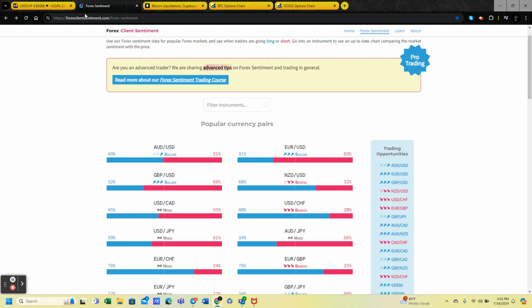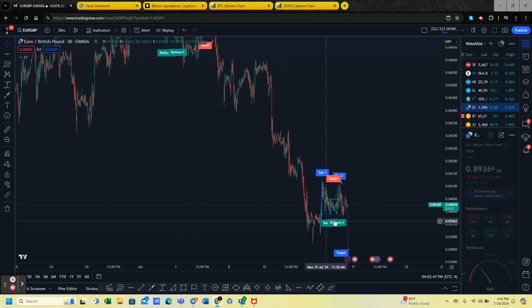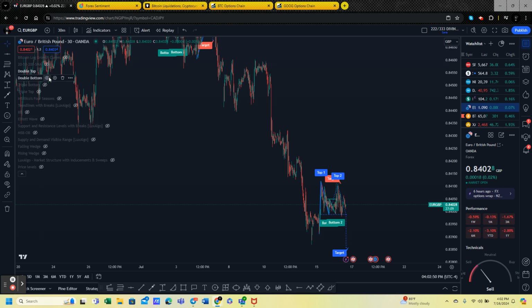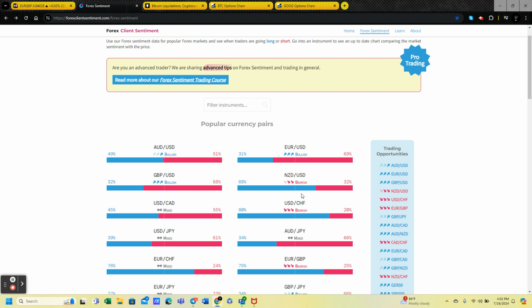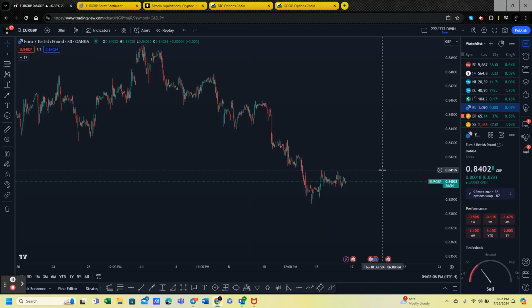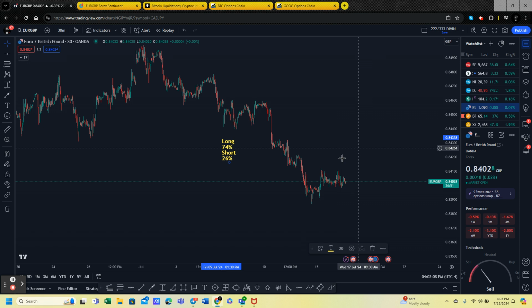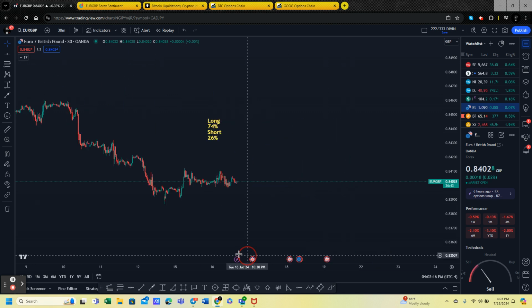So look at the euro, British pound. All right, I'm going to take off these double tops, bottoms. All right, what was it over here? Sentiment, British pound, euro. All right, we've got 74% that are long, and we've got 26% that are short. We definitely want to go ahead and add this onto the chart. All right, so we've got it here on the chart, and we're going to keep this here.